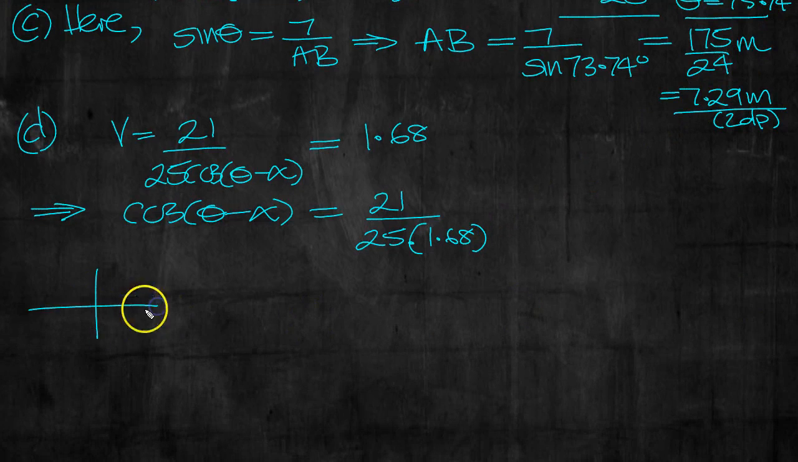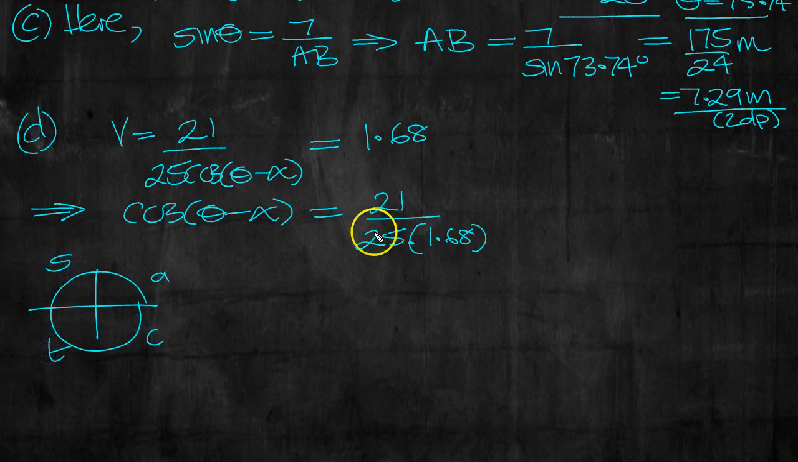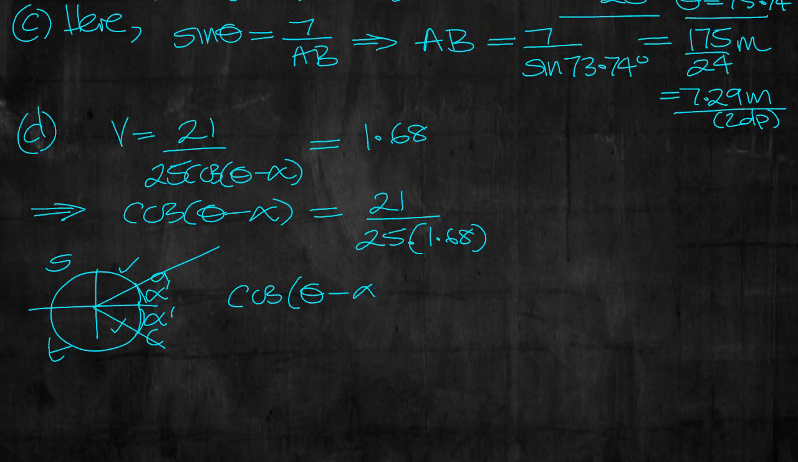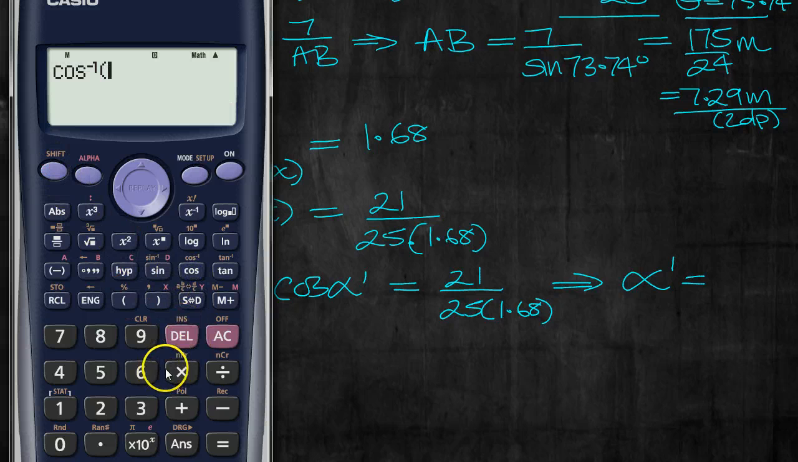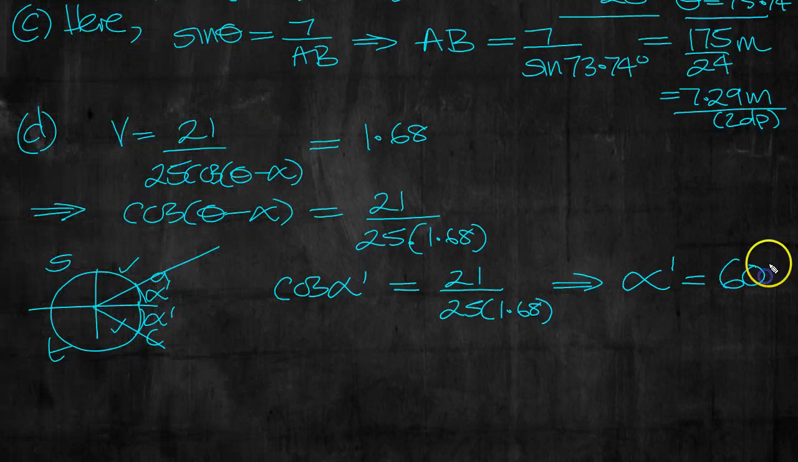Okay, so we've got that. Let's have a look here then. Let's draw our circle. CAST. Cosine is positive, isn't it? Here and here. So let's draw our 2 lines. Mark off the associated acute angle, which we'll call alpha dash then, in this case, because we've already got alpha used. So cosine alpha dashed, the associated acute angle, is equal to this. So that tells us what alpha dashed is, isn't it? Let's type it in. So shift cos of 21 divided by bracket 25 times 1.68, close bracket, equals 60 degrees. So the alpha dashed is 60 degrees then, here or here.